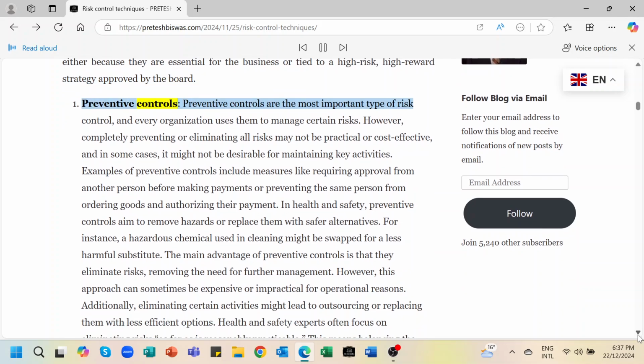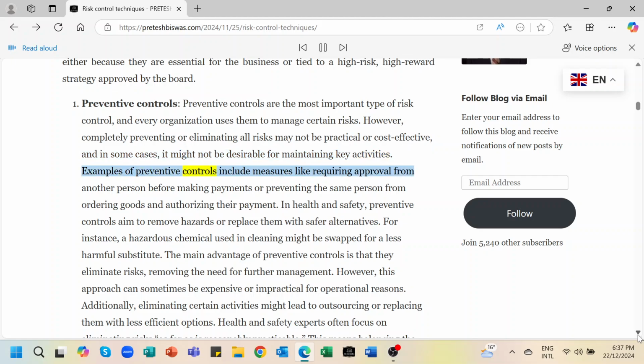Preventive controls. Preventive controls are the most important type of risk control, and every organization uses them to manage certain risks. However, completely preventing or eliminating all risks may not be practical or cost-effective, and in some cases, it might not be desirable for maintaining key activities.